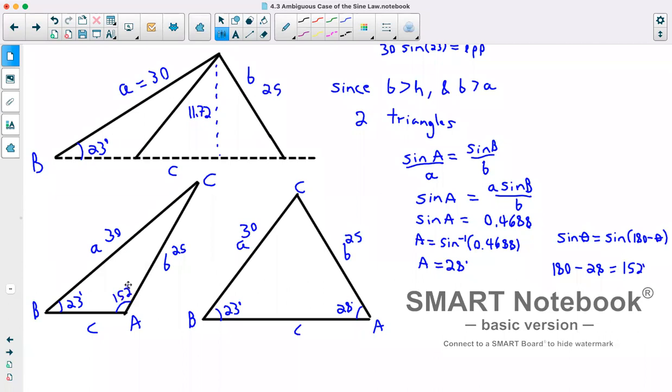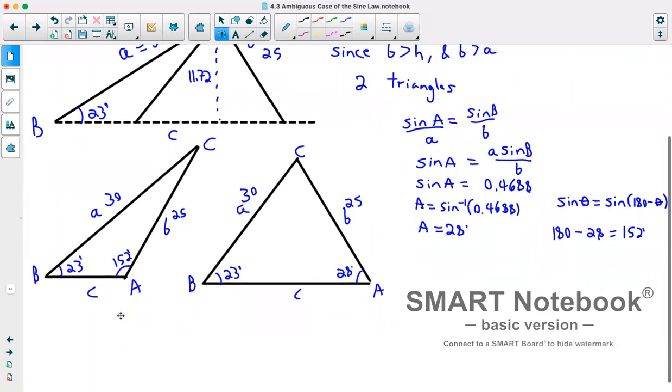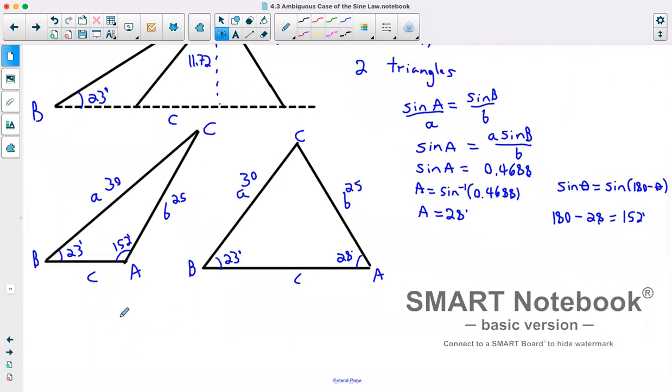Now we don't quite have enough information in either triangle yet to solve for side length C, but we have enough to get angle C in each triangle because we have two angles and we know all three add up to 180. So we know 180 is going to equal angle C plus 23 degrees plus 152 degrees. So we will subtract 23 and 152 from both sides.